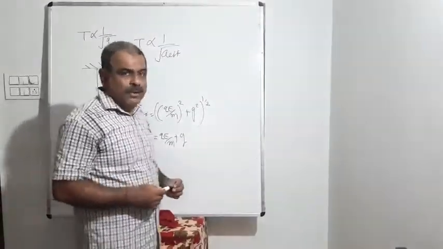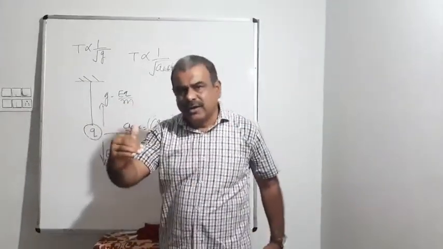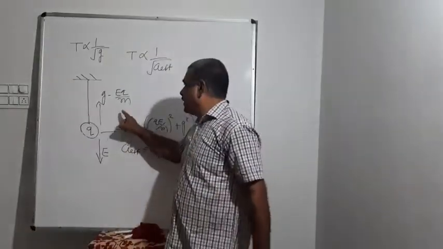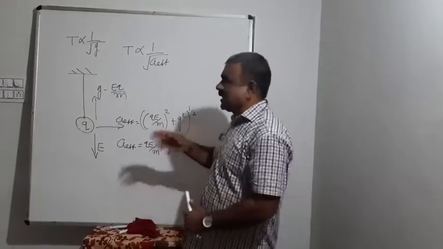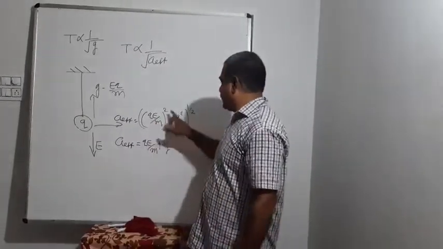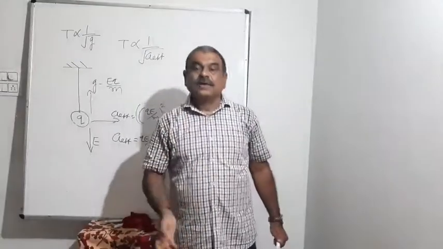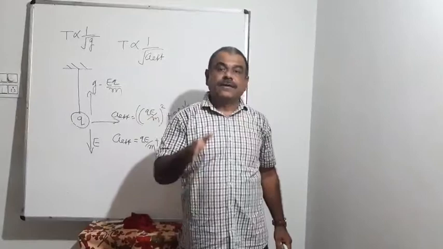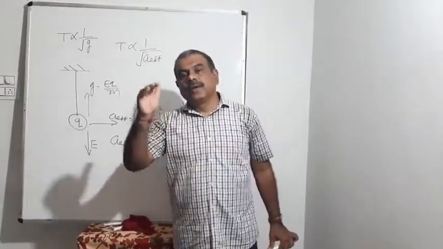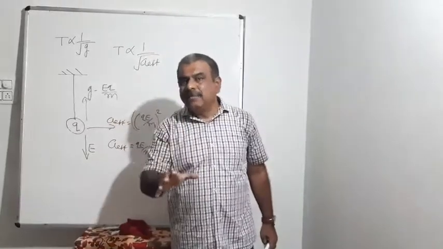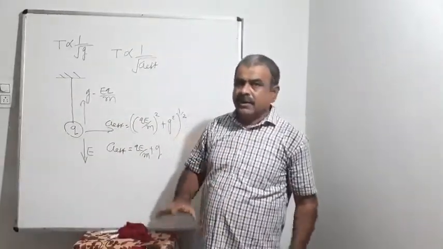Similarly, in the compartment of train, that is quite a simple question. If train is moving horizontally, then A effective will be like this. What will be A effective in the compartment of train? A square plus G square raised to power half, where A is acceleration of train. Same they can club with periodic time in case of pendulum inside the lift which is moving upward as well as downward, separate case.